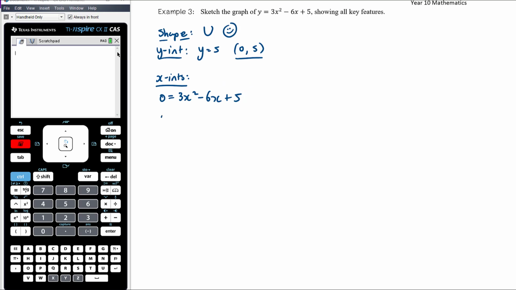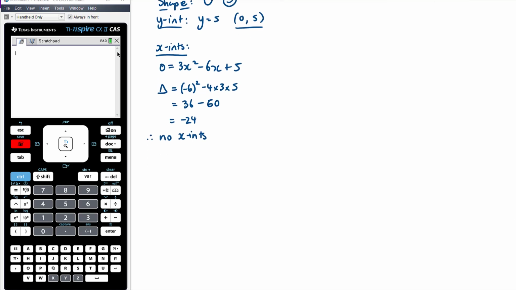Let's calculate the discriminant first to see what we need to do. So discriminant we know is b squared minus 4 times a times c. So that is 36 minus 12 times 5, minus 60. Okay, and so that is negative 24. So therefore, we know we're going to have no x-intercepts because the discriminant's negative. So we don't even need to try and find them. We don't need to go back to our quadratic formula at all. We want to therefore think about our turning point.